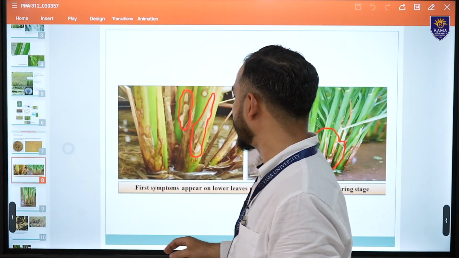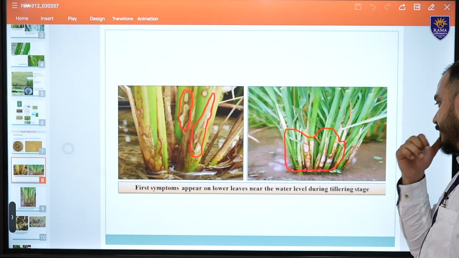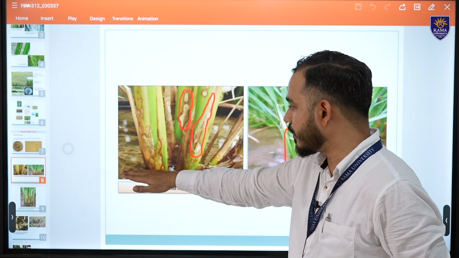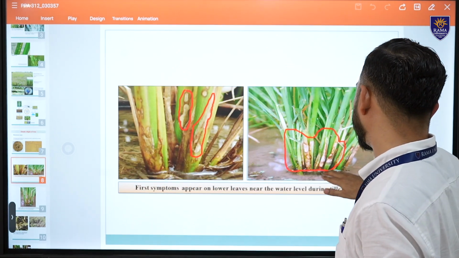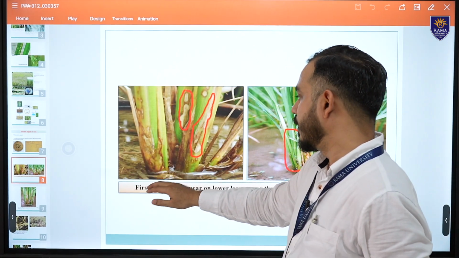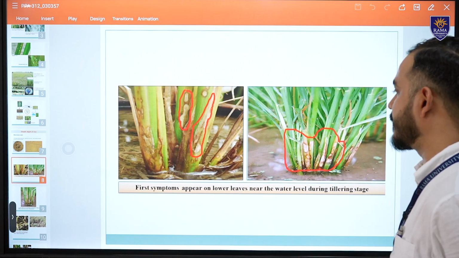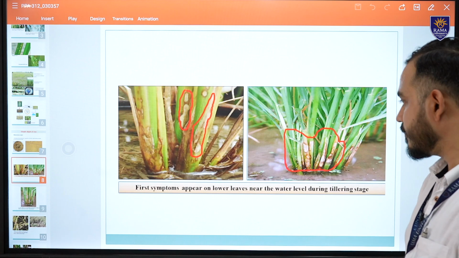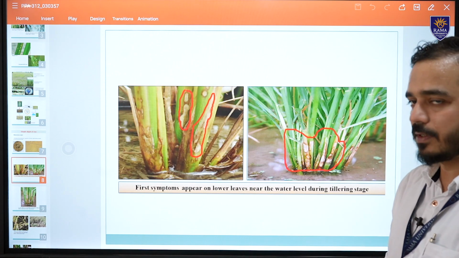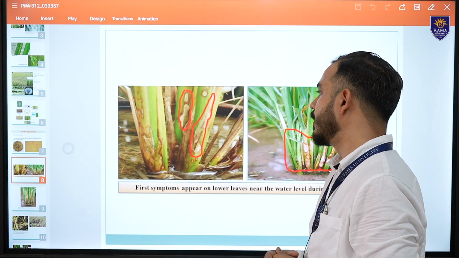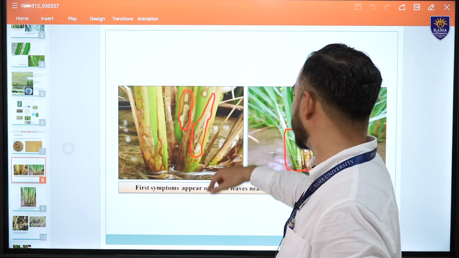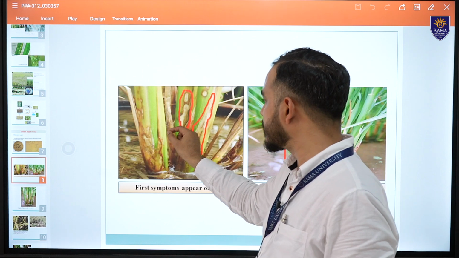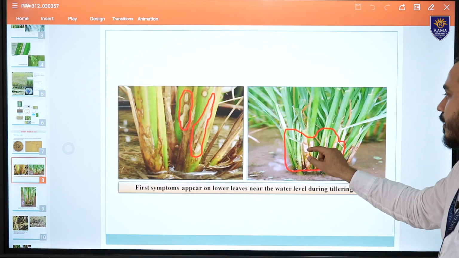Next, the first symptom. See here, this is the region where the water level meets the plant. These are the water levels of the plant, and the first symptom appears on the lower leaves near the water level during the tillering stage of the plant. The first symptom appears on the lower leaves, always the lower leaf. Here you can see under the red structure, a snake-like skin in the plant.